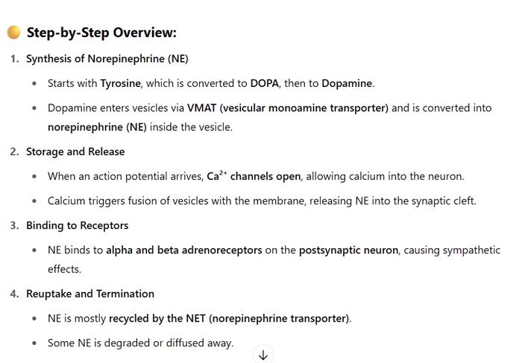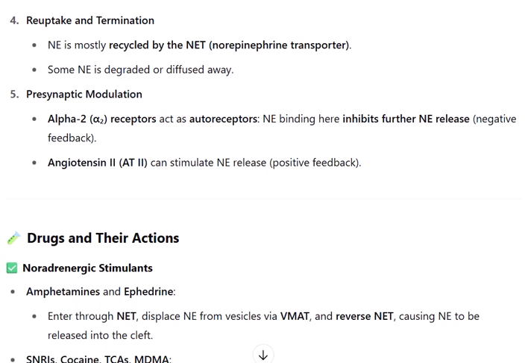4. Reuptake and termination. NE is mostly recycled by the NET, norepinephrine transporter. Some NE is degraded or diffused away. 5. Presynaptic modulation. Alpha-2 receptors act as autoreceptors. NE binding here inhibits further NE release, negative feedback. Angiotensin II, A2, can stimulate NE release, positive feedback.